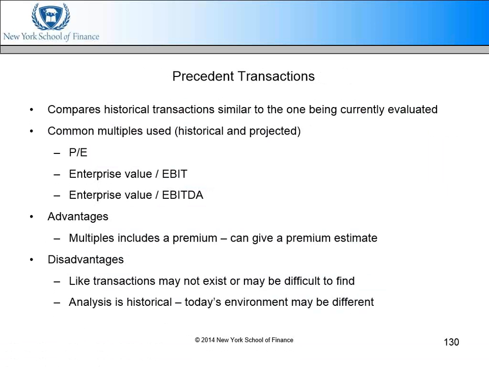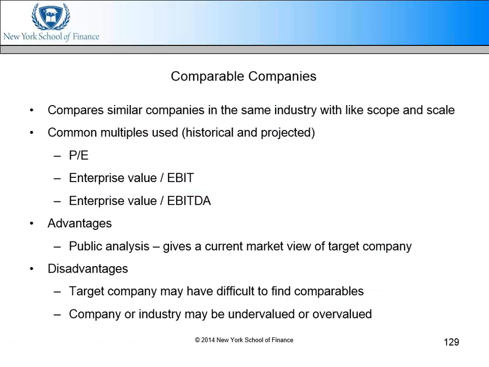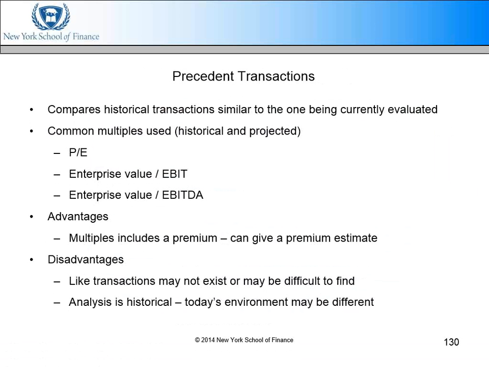The multiples you look at, PE, enterprise value to EBIT, enterprise value to EBITDA, are the same types of multiples we looked at in comparable companies. But it's a different perspective. In precedent transactions, we don't consider these market multiples, we consider these purchase multiples. It's the same type of formula. You're taking the price divided by earnings, but it's not the price that the company is trading at, it's the price paid for the business.